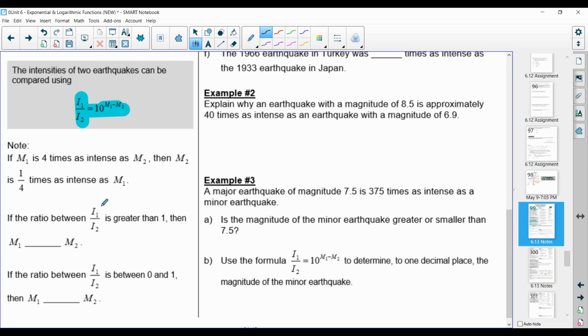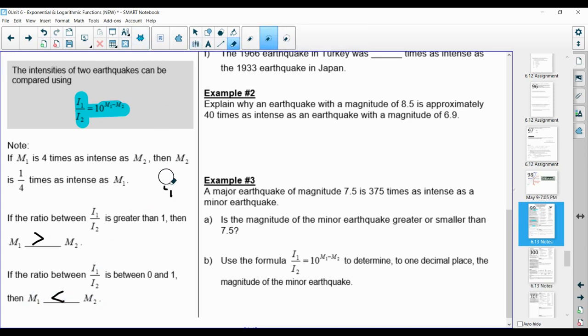If the ratio I1 over I2 is greater than 1, so if I take I1 and divide by I2 and I get an answer of 4, then M1 is bigger than M2. If, however, I take I1 over I2 and my answer is between 0 and 1, then M1 is smaller than M2. So if I took the intensity of M2, which is 1, and divided by the intensity of M1, which is 4, I'd get 1 over 4, a value between 0 and 1. That tells me that magnitude 1 is less than magnitude 2.